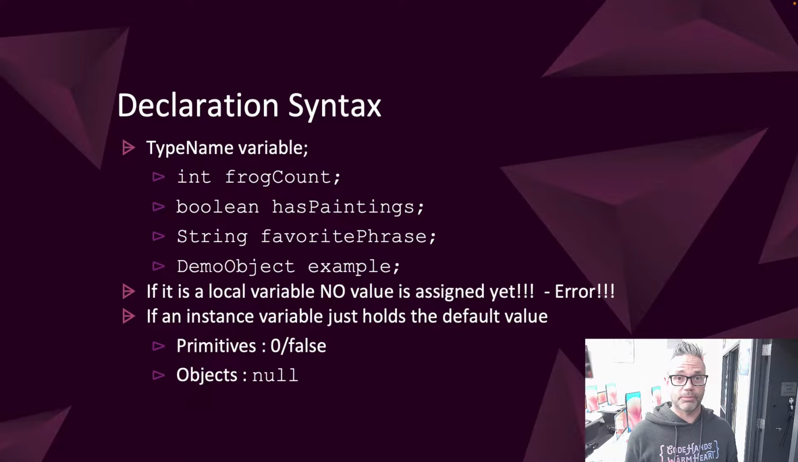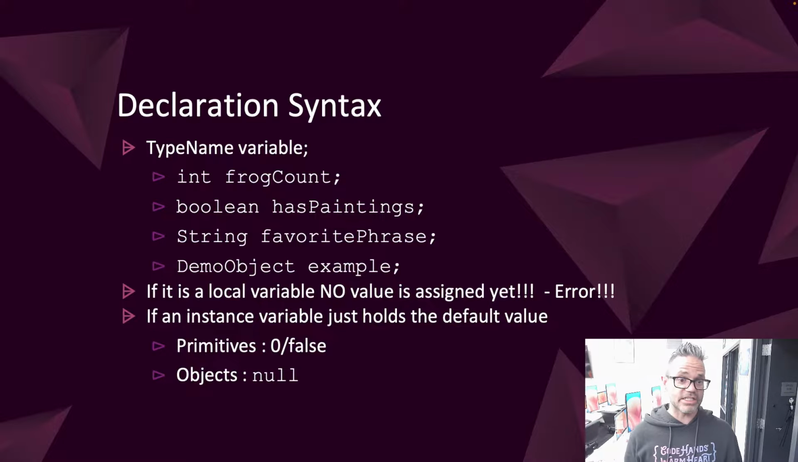When we declare a variable, it simply says, oh, here's a variable reference. It doesn't have anything inside it yet. If this is a local variable, then no value at all is assigned. It's not even a default value of null or zero. It's just an empty variable not doing anything. If you try and access this, it'll cause an error.